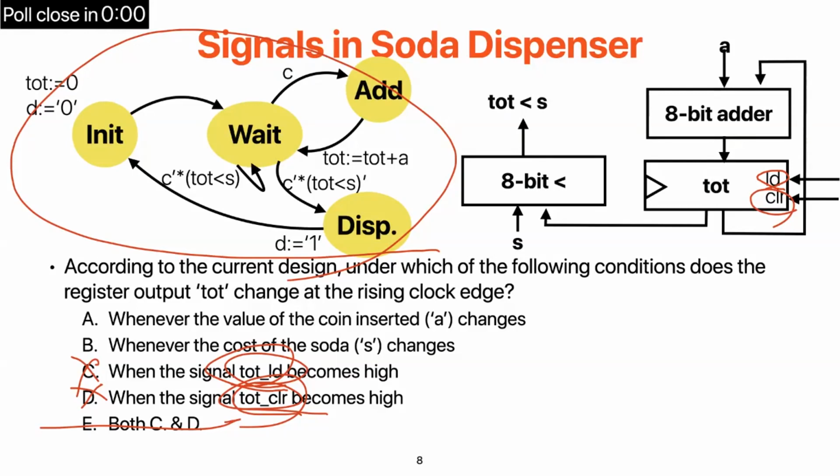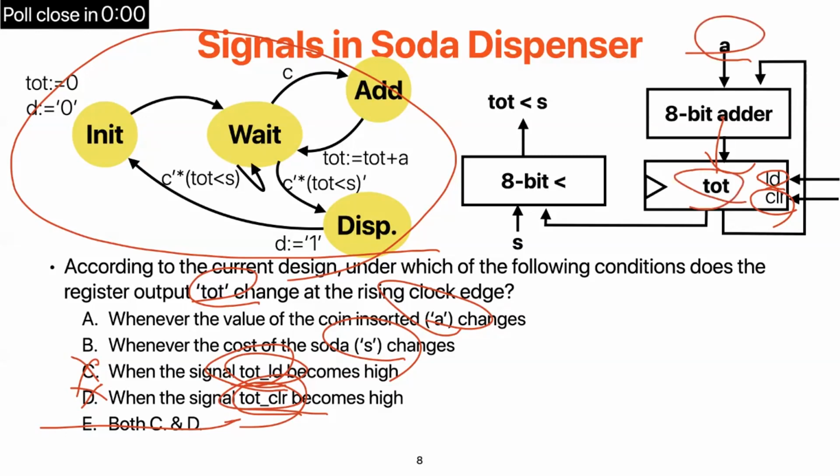A or S? I would believe it to be S. So if you look at the right hand side, who is the input of total? Wait, it would be the adder, A, right? So the answer would be A. So it's the output of the adder, right? And the output of the adder depends on what? Depending on total or A, right?